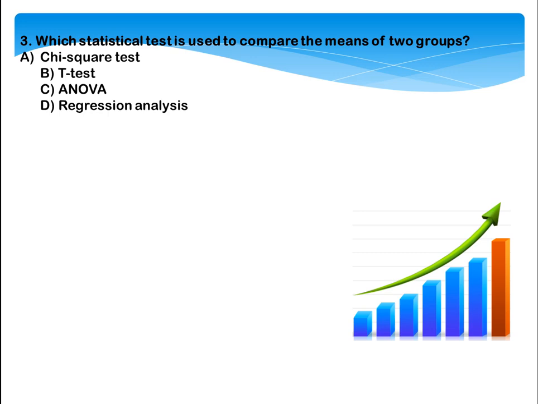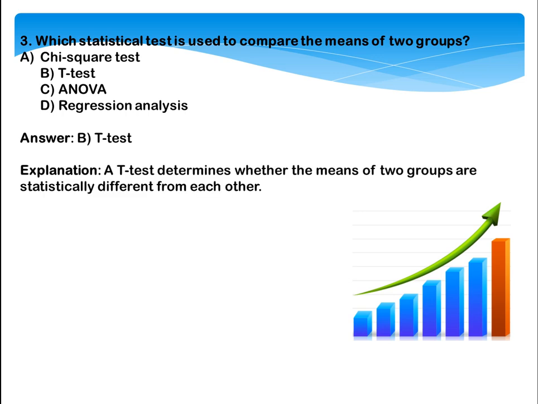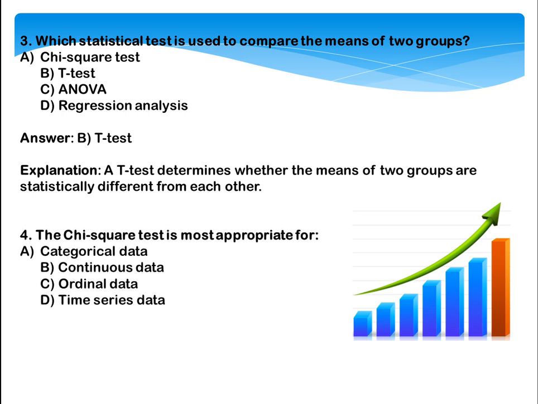D. Regression analysis. Answer B. T-test. Explanation. A t-test determines whether the means of two groups are statistically different from each other. 4. The chi-square test is most appropriate for A. Categorical data. B. Continuous data. C. Ordinal data. D. Time series data.